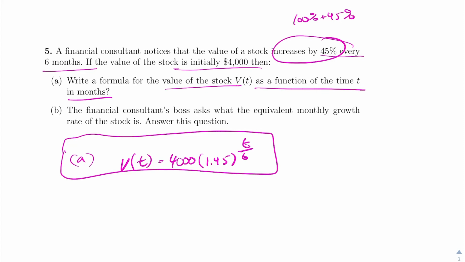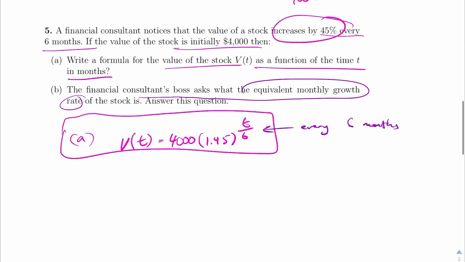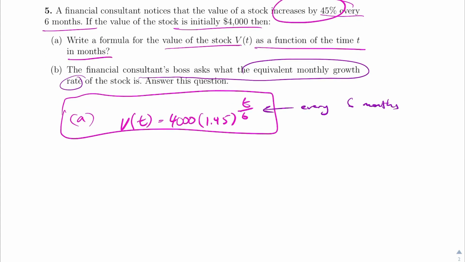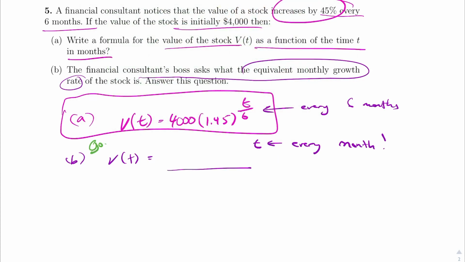The financial consultant's boss asks for the equivalent monthly growth rate of the stock. So this formula is an every 6 months formula. If we want to get the equivalent monthly rate, then what we really want is this formula as an every month formula. So if it's an every month formula, it will look like something to just the t power. So we've got to convert it to something that looks like that. So this is our goal.